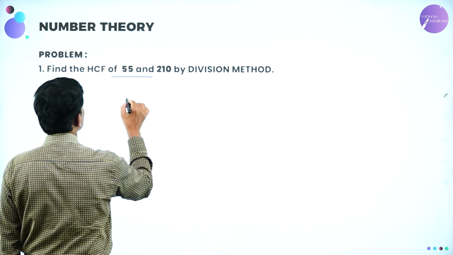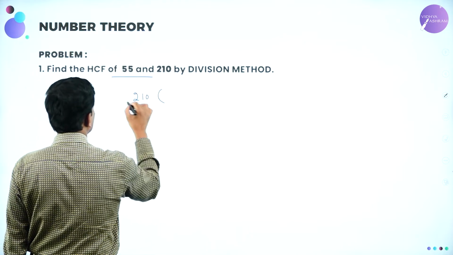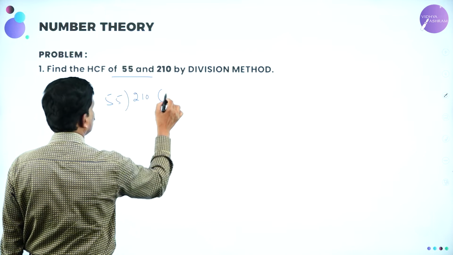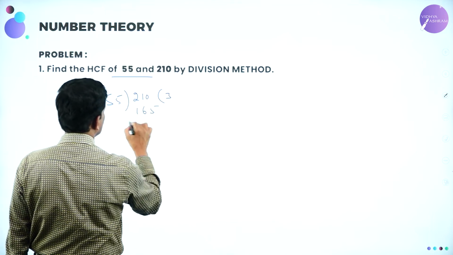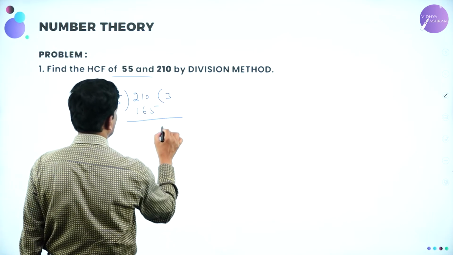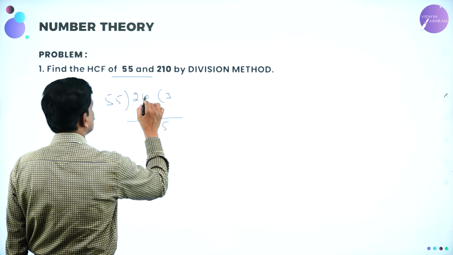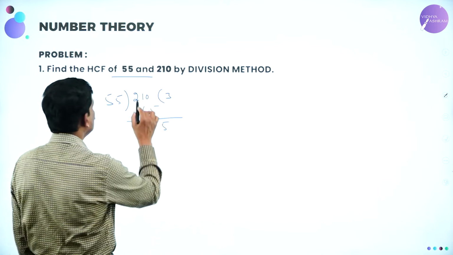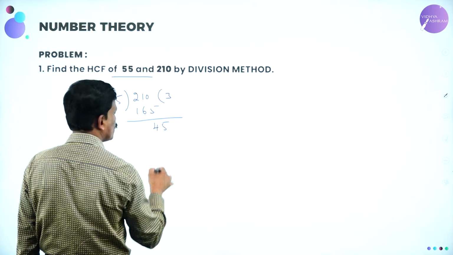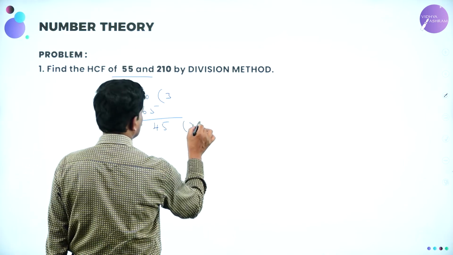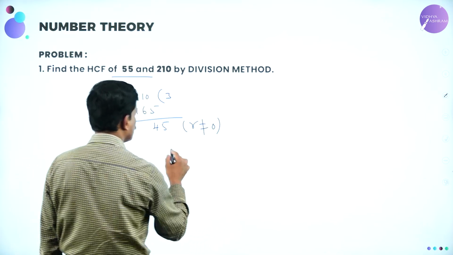Let us divide 210 by 55. So, 55 3s are 165. What is the remainder? 210 minus 165 is 45. 45 is the remainder. Now, R is not equal to 0. The remainder is not equal to 0.